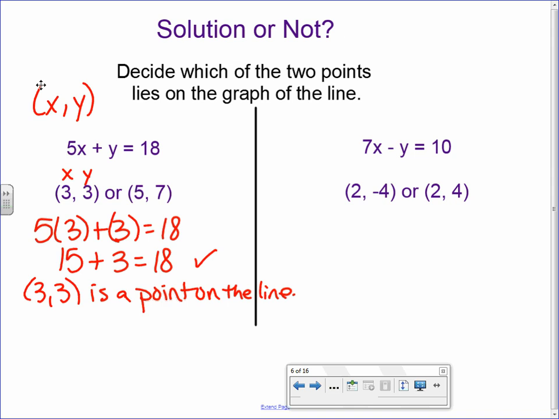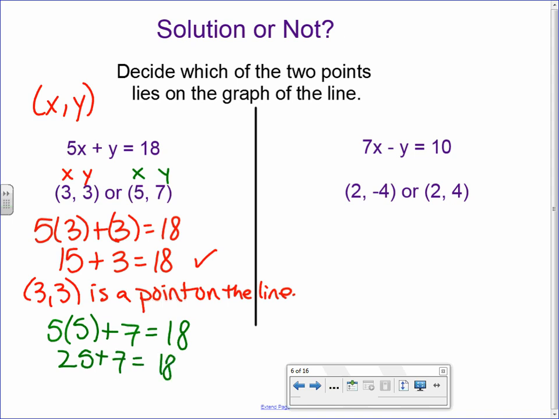Plug in (5, 7). Same original equation. Again, 5 is the x, 7 is the y. So that would be 5 times 5 plus 7 equals 18. 5 times 5 gives me 25 plus 7. Does 25 plus 7 give me 18? It does not. So long story short, that one is a no. The point (5, 7) is not on that line. It is not considered a solution. Make sense?